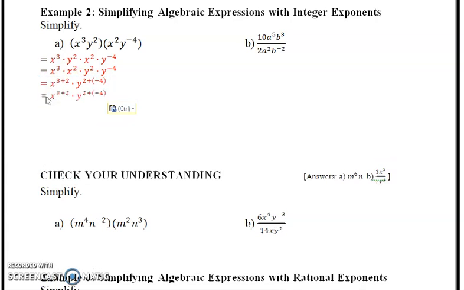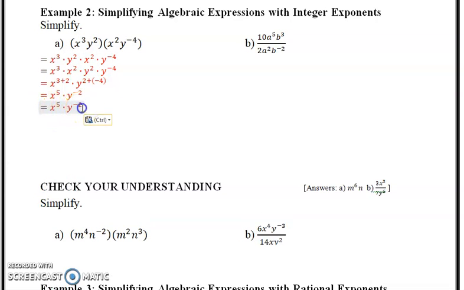Okay? All right, and we know that 3 plus 2 is 5. And we know that 2 plus -4 is actually -2. So this is what we get when we apply the power rule. But remember, we don't leave it as a negative exponent, so we want to write this as a positive exponent. So this would be the same as saying this is equal to, remember, 1 over y squared.